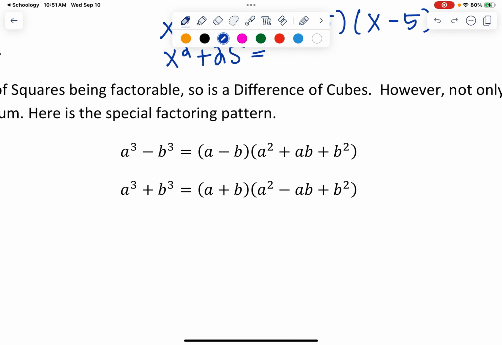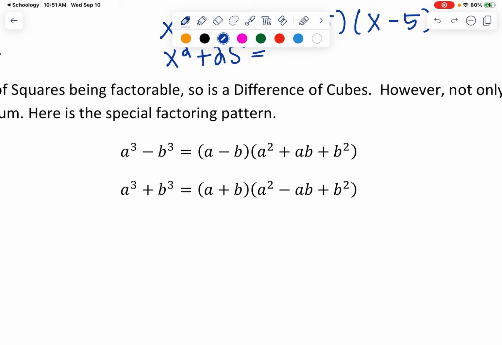So when you have a cubed minus b cubed, that factors to a minus b times the quantity a squared plus ab plus b squared. And then a cubed plus b cubed factors to a plus b times a squared minus ab plus b squared.